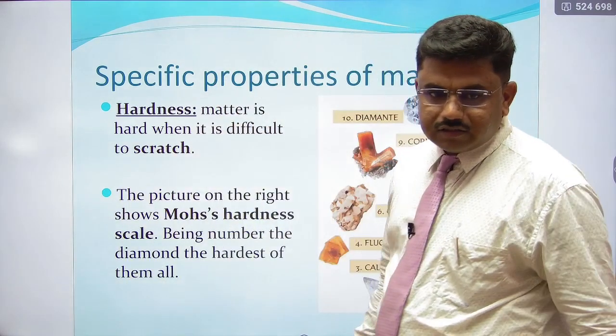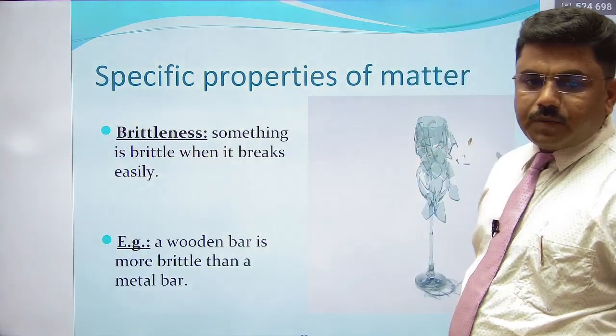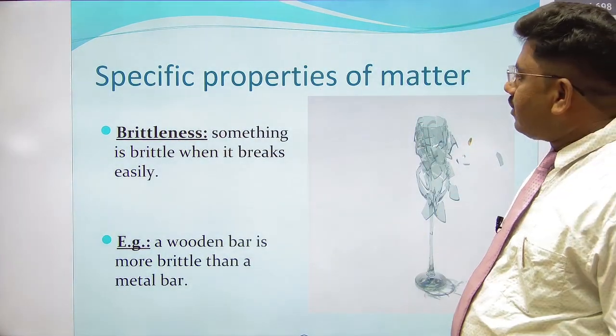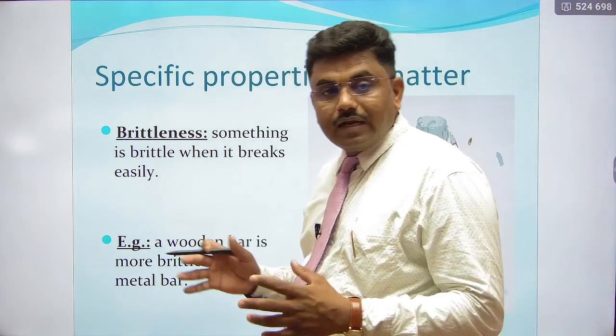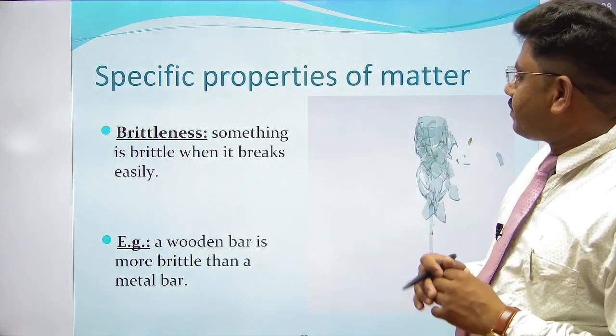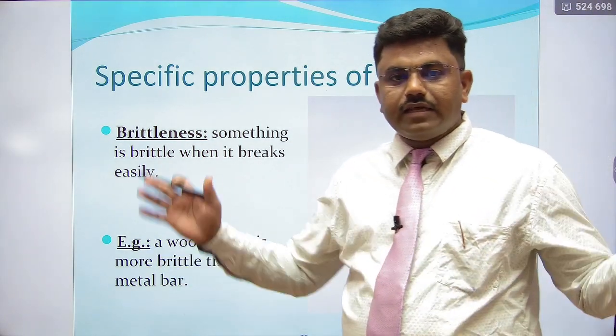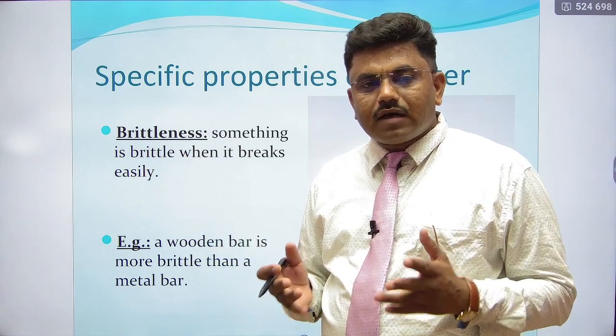Let's see the next one. Specific properties of matter: brittleness. What is brittleness? Something is brittle when it breaks easily. For example, glass.